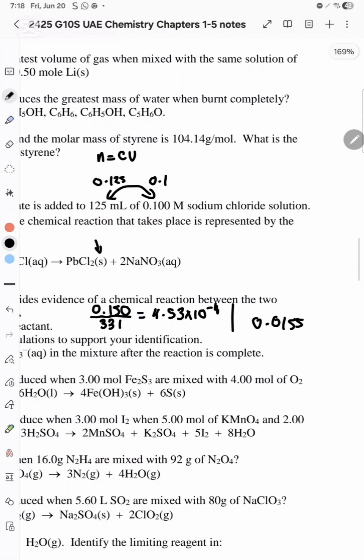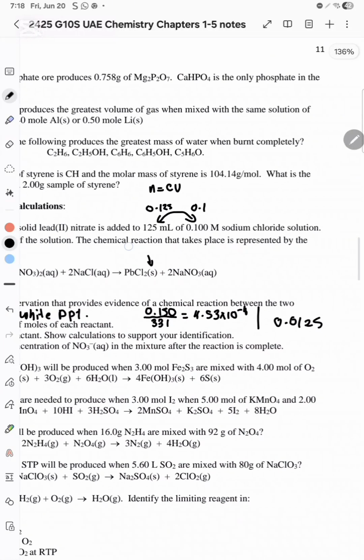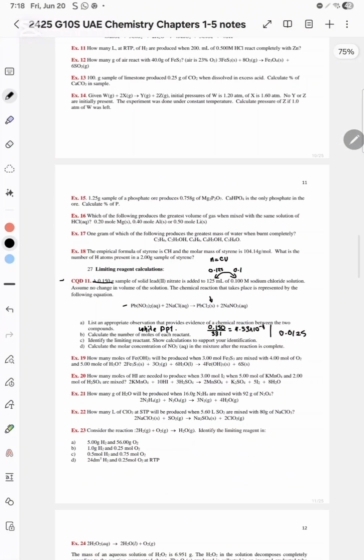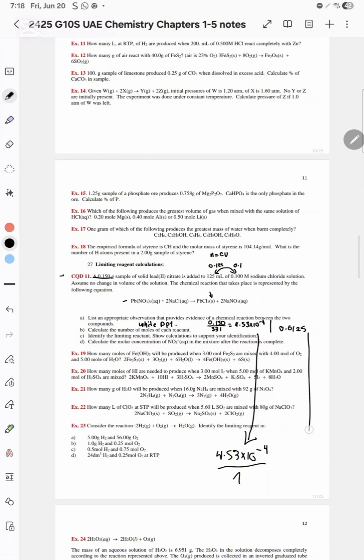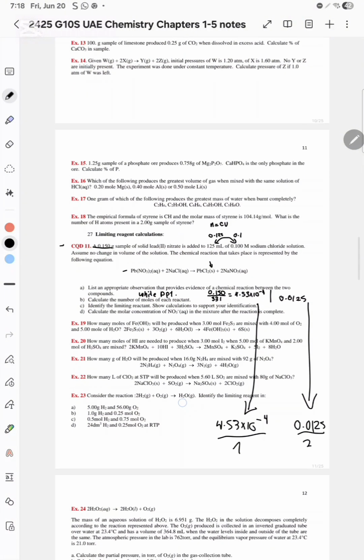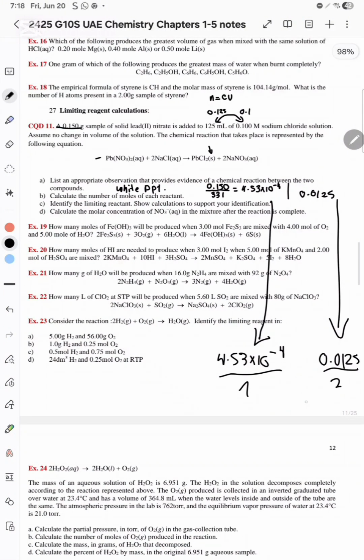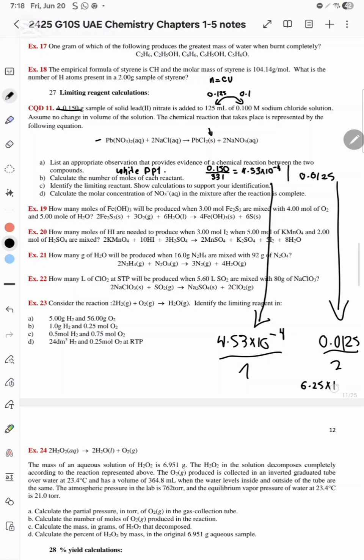So we're gonna divide the number, this is 125. I don't know what's up with me today and writing wrong numbers. Write the number divided by the thing. Here, I'm gonna do it here. So 4.53 times 10 power negative 4 over 1. And this is 0.0125 over 2. Which we're gonna get here 6.25 times 10 power negative 3.